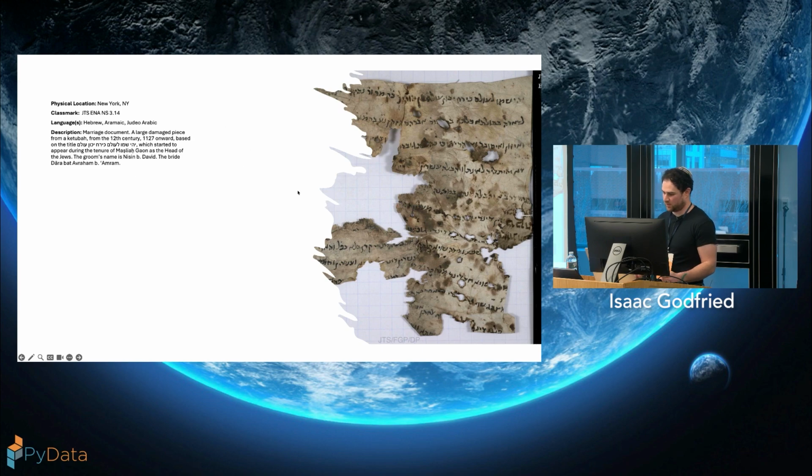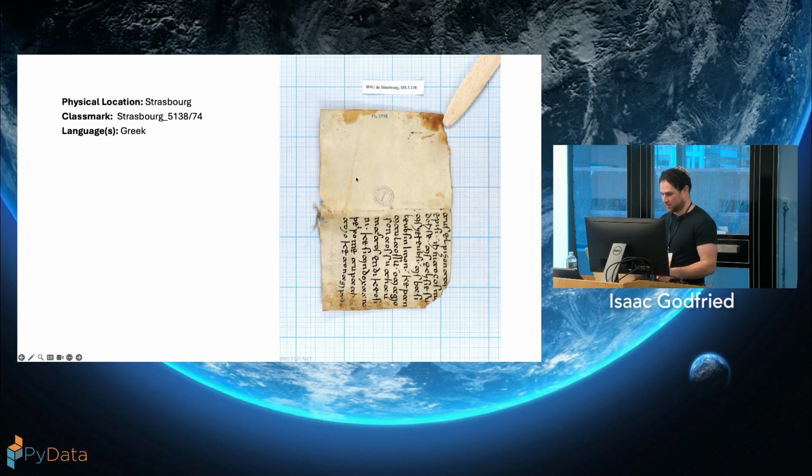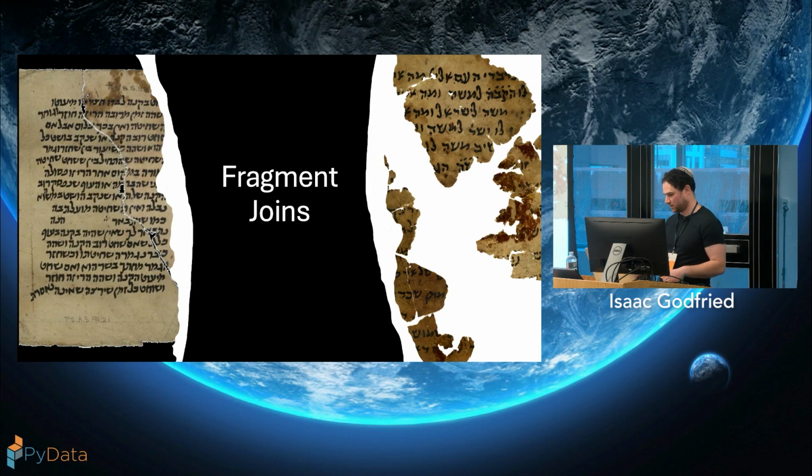Here's a ketubah, or what's called a Jewish marriage contract, from this collection of documents. So you can see a wide variety of documents. This was another type of document currently housed in Strasbourg that was also from the Geniza, and it's basically this fragment in Greek. Again, we don't have much other info on it.